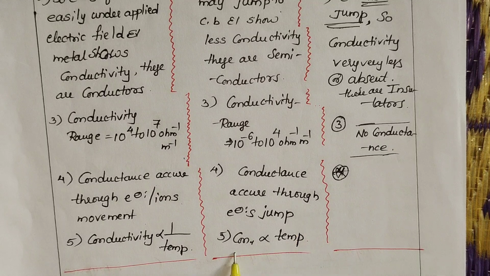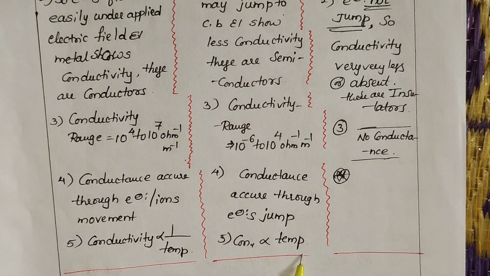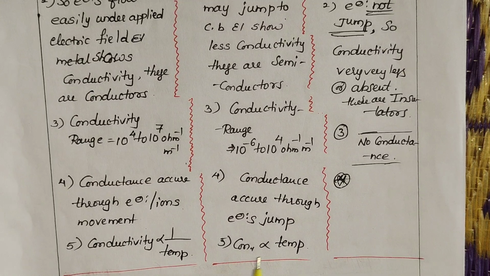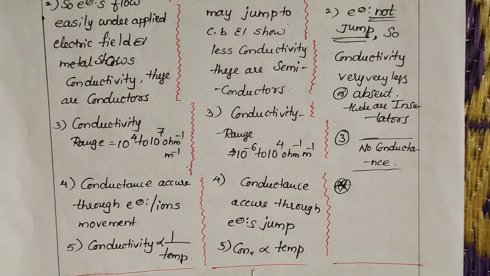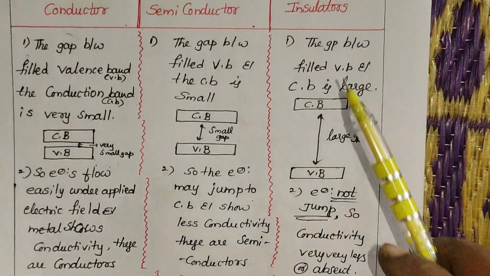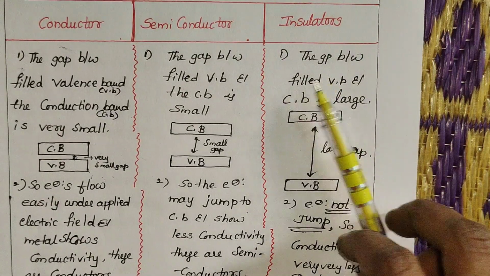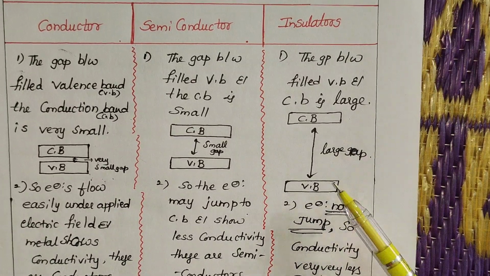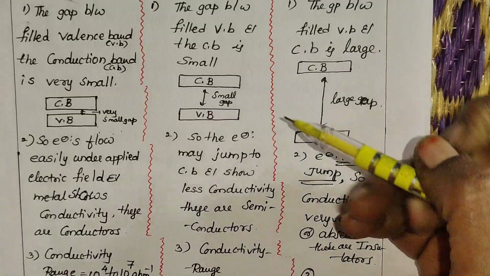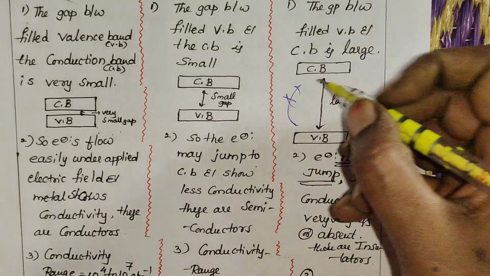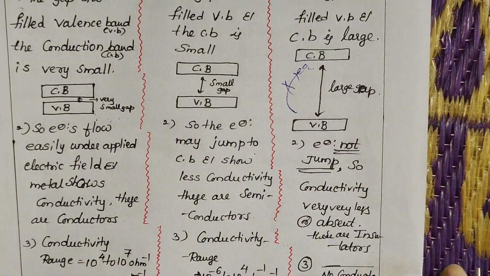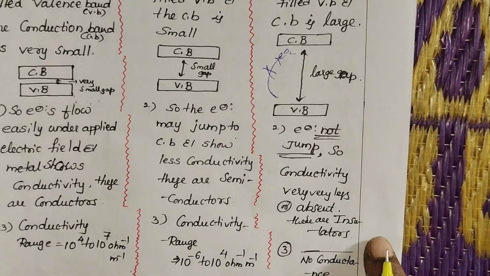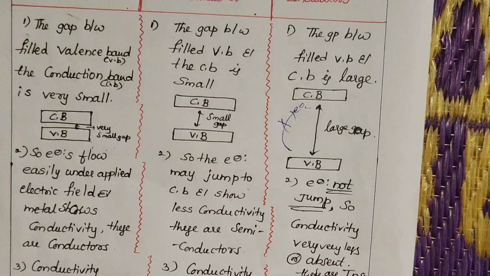Here conductivity and temperature are directly related. If we increase the temperature, conductivity also increases, especially for semiconductors. Next one, insulators. Insulators are nothing but those with a large gap between the valency band and conduction band. Gap more means electrons cannot jump easily. Electrons do not jump easily, so the flow of electrons is very, very less. That is why conductivity is absent. So this is about the insulator.